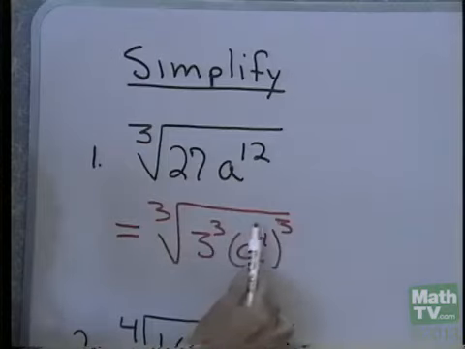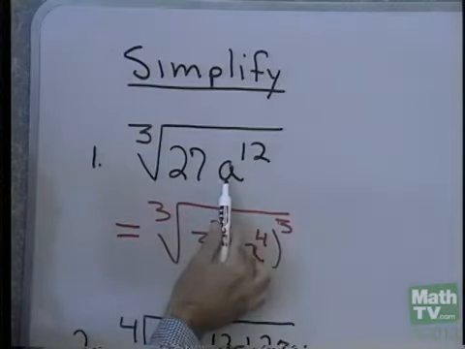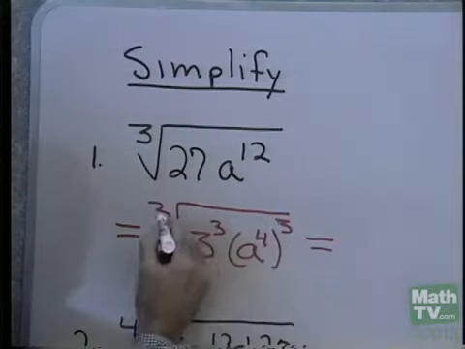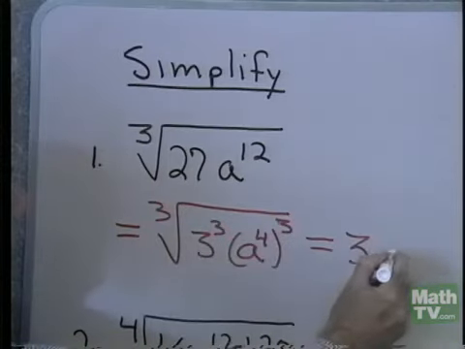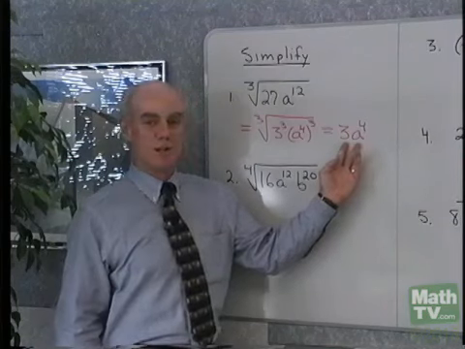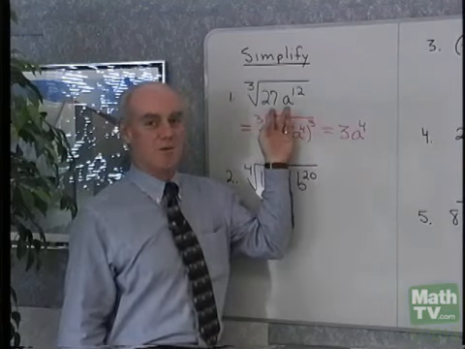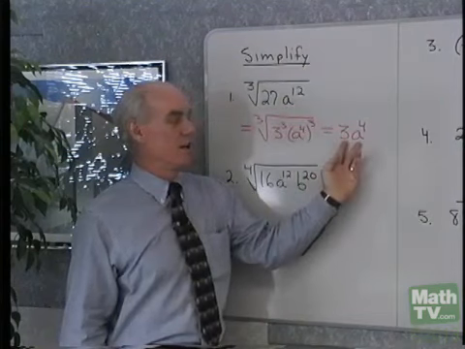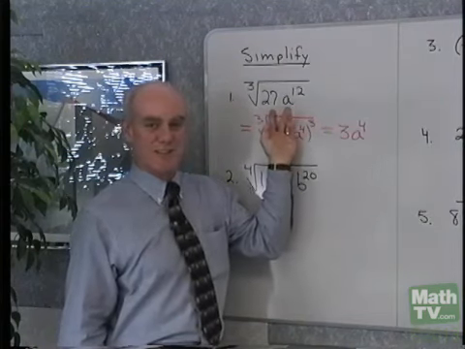Here are the numbers that we cube to get 27a to the 12th. Since I'm taking the cube root of all this, the answer will be 3a to the 4th. So 3a to the 4th is the number we cube to get 27a to the 12th. So that means that 3a to the 4th is the cube root of 27a to the 12th.